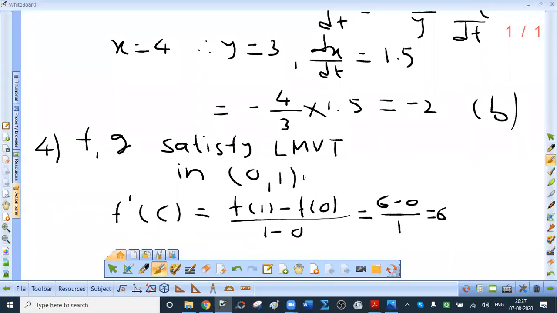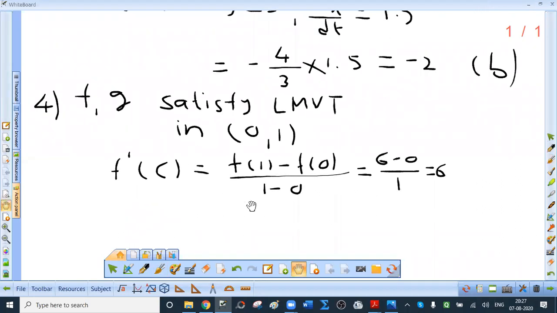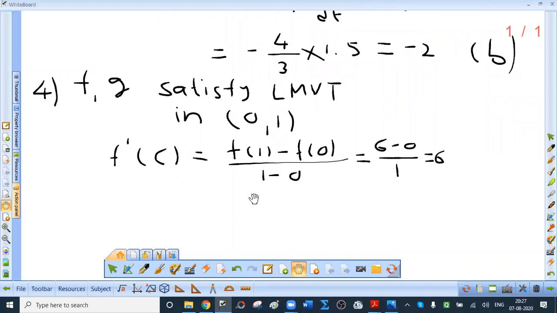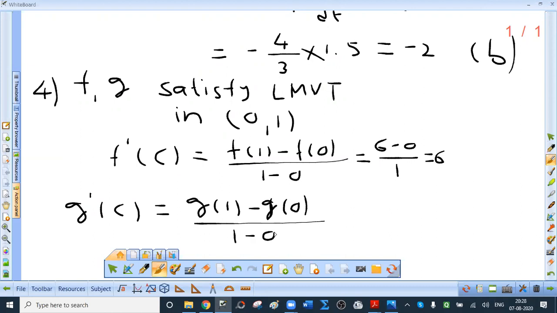So what is f dash of c? f of 1 minus f of 0 upon 1 minus 0. So that comes out to be what? 6. Similarly, find out g dash of c. So what is g dash of c? It is nothing but g of 1 minus g of 0 upon 1 minus 0. Okay. So this is simply g of 1.